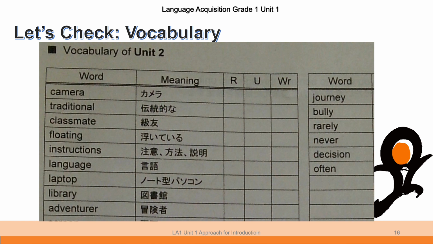You have Unit 2 vocabulary list next page. You have already known how to use this table, so I don't explain anymore.